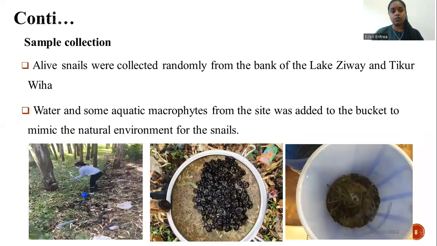The next thing was sample collection. We collected live snails, because snails are known to be the intermediate host for this parasite, Cercaria. We collected live snails randomly from the banks of Lake Zuwai and Tekruha, as you can see in the first picture. Then the collected snails, as you can see in the second image, were put in water with some aquatic macrophytes. This is to mimic the natural environment for the snails while transporting.